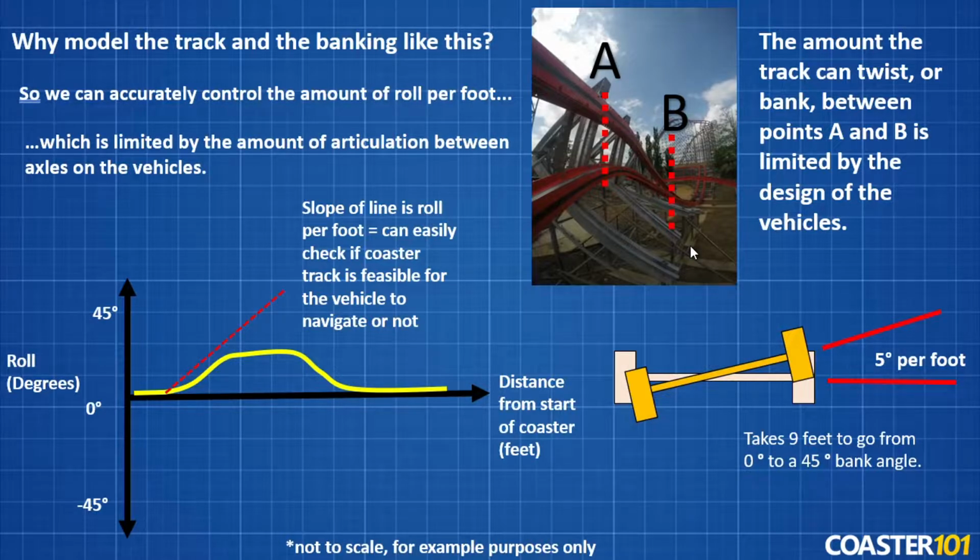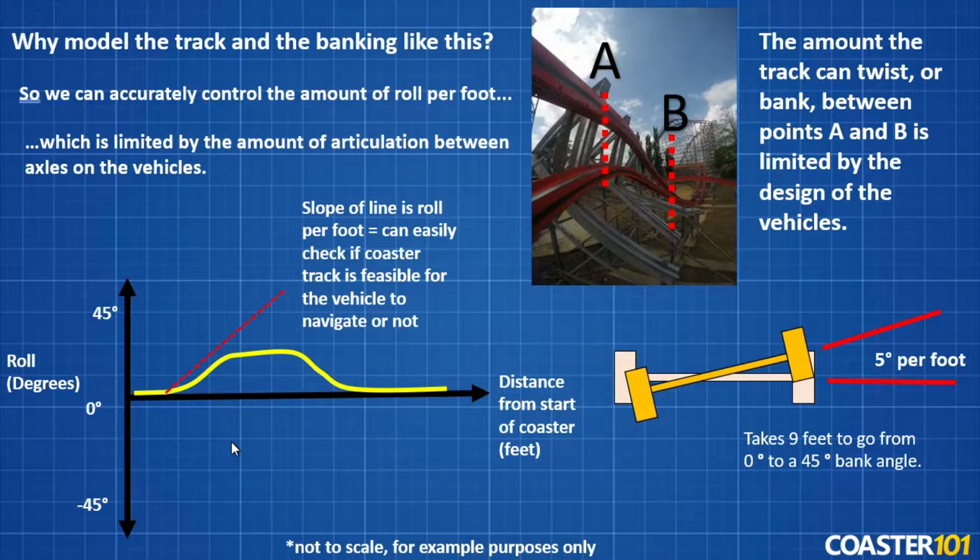So when the banking rate is shown in a 2D chart, like this yellow line, for example, or like how we're sketching in our CAD model, it's easy then to check to make sure that the twist rate or roll rate is feasible, because you can draw a line, and the slope of that line is degrees over the distance. So you can easily check to see if your banking rate is feasible for the ability of the car to negotiate.